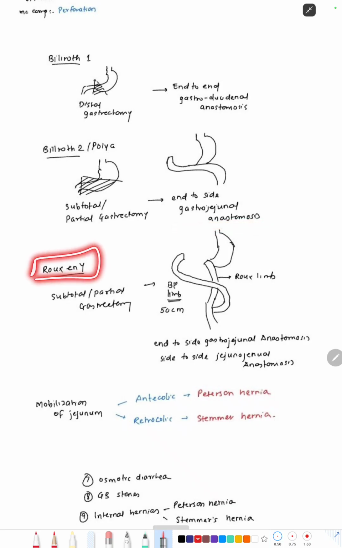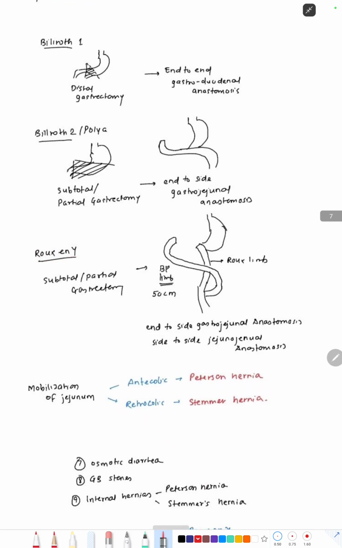While the Roux-en-Y surgery, where the Roux limb is created, which is nothing but gastrojejunostomy, and then a BP limb, that is a biliopancreatic limb, is created after a subtotal or partial gastrectomy. The minimum length that is to be kept is 50 centimeter. Other lengths vary according to the status of the person. So there is an end to side gastrojejunal anastomosis and side to side jejunal anastomosis that is seen in Roux-en-Y procedure. The mobilization of the jejunum can be either antecolic or retrocolic in nature. If it's antecolic in nature, then that increases the chances of Peterson's hernia. When retrocolic, it increases the chances for Streimer's hernia.